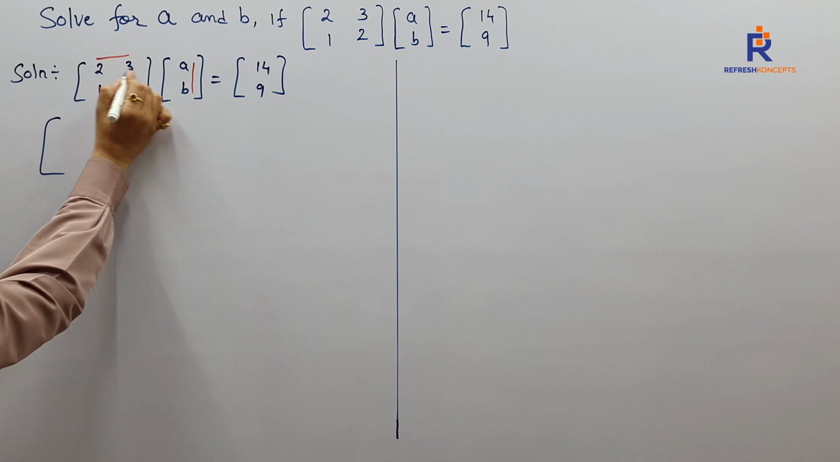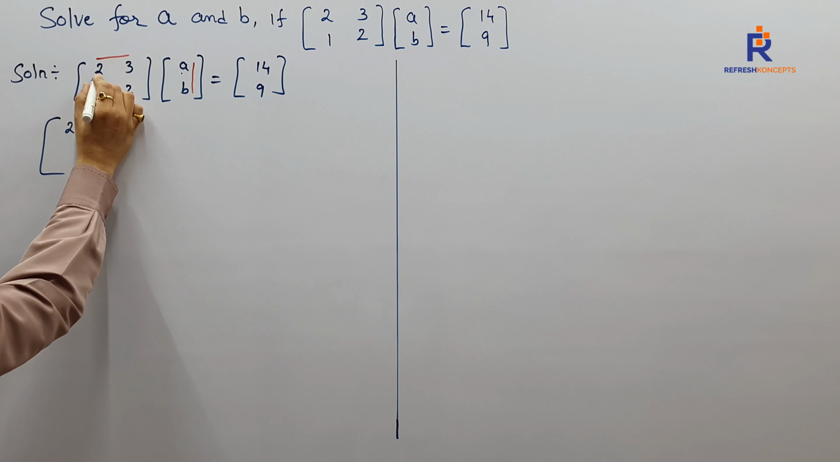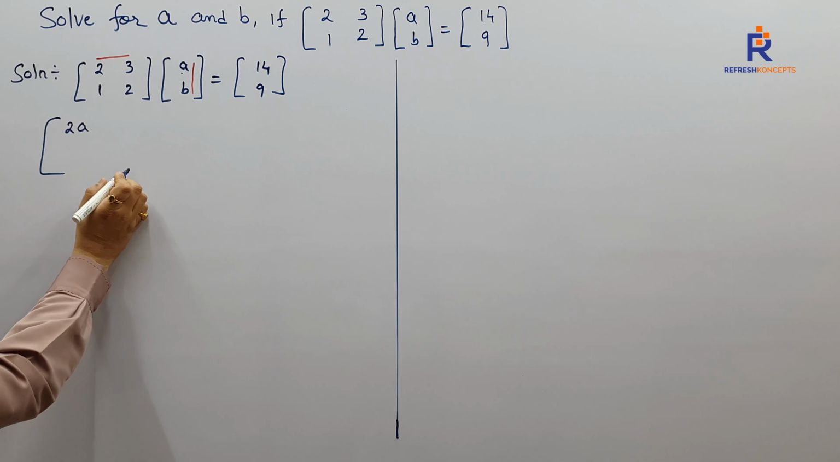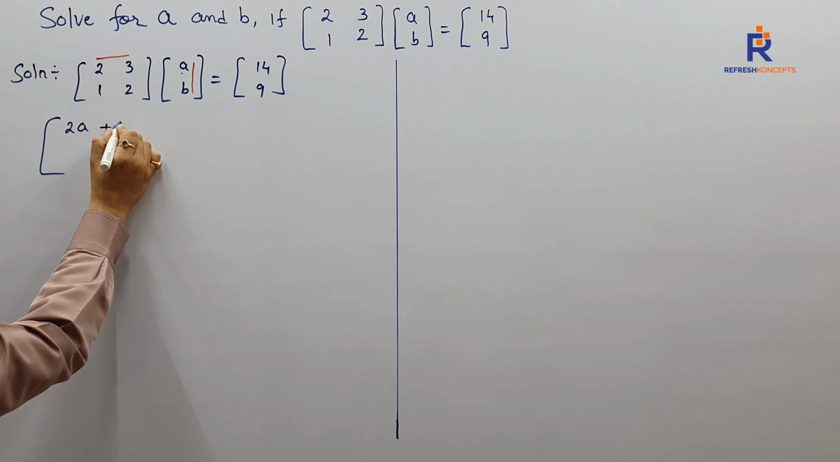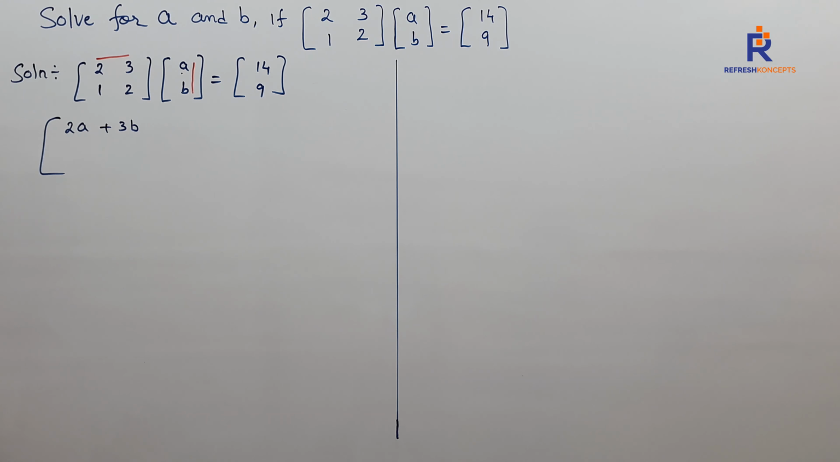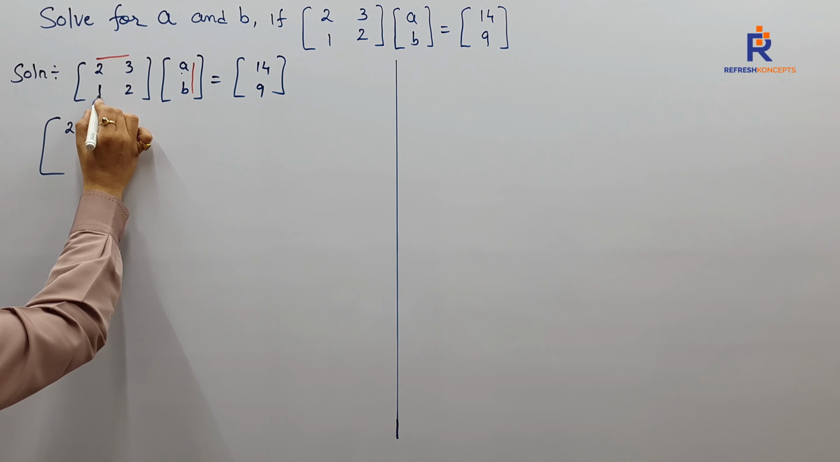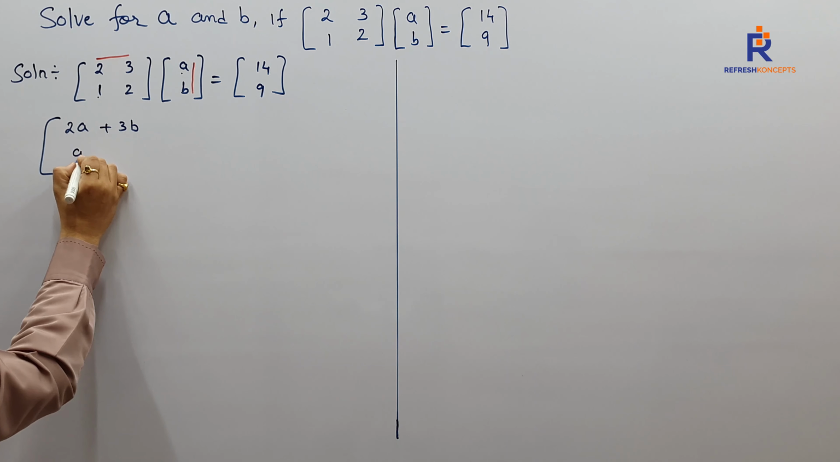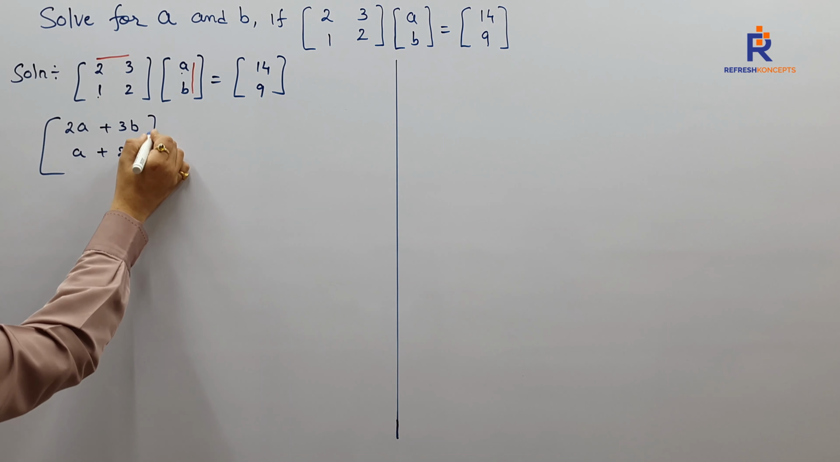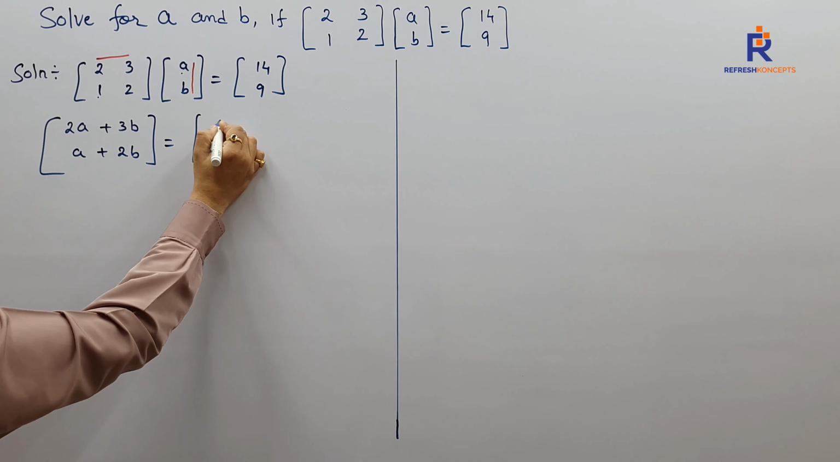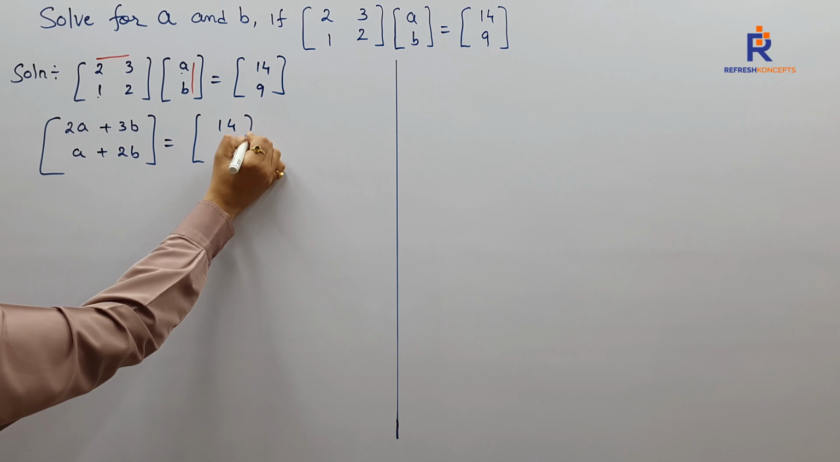So it is 2 into A, which is 2A, I'm writing it directly, plus 3 into B, 3B. Likewise, 1 into A, 1A, and 2 into B, 2B. So plus 2B is equal to 14 and 9.